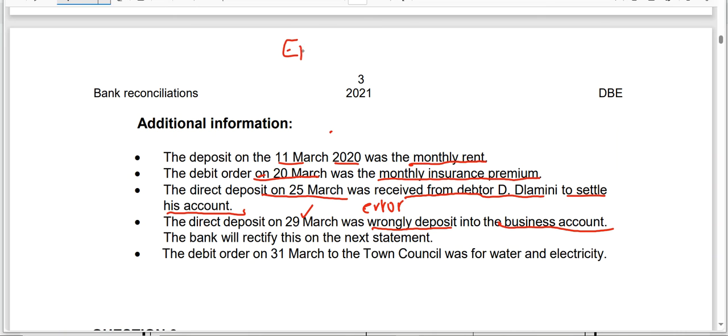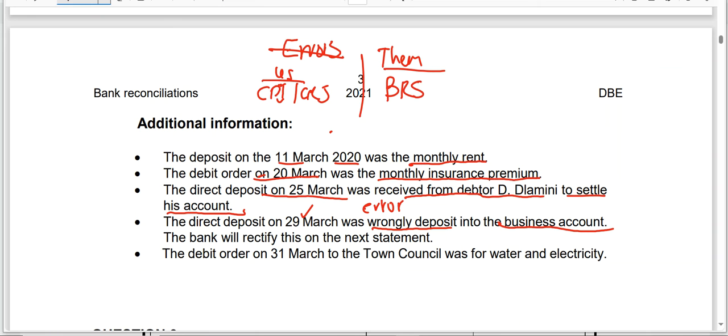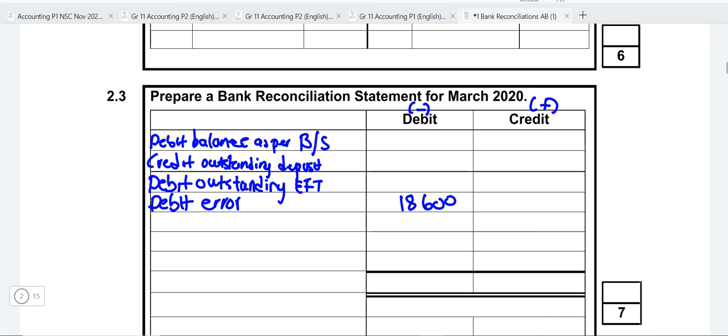When it comes to errors, if they are made by us, we are going to go to CPJ or CRJ. If they are made by them, by the bank, we are going to go to our BRS and do those corrections. Okay, I hope you guys understand. Now the next one says that the debit order on the 31st of March to town council was for water and electricity. So we'll go and check. So remember, who were they paying here? Because they spoke about a debit order.